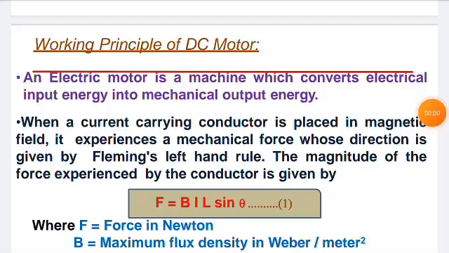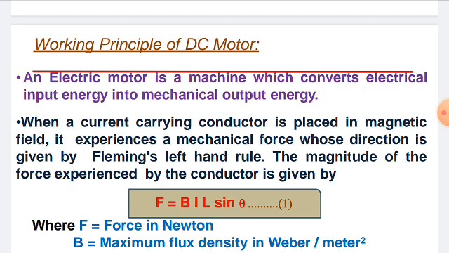Now I am telling about what is a DC motor and the working principle of a DC motor. What is a DC motor? A DC motor is an electrical machine that converts electrical energy into mechanical energy. In a DC motor, the input electrical energy is direct current, which is transformed into mechanical rotation.